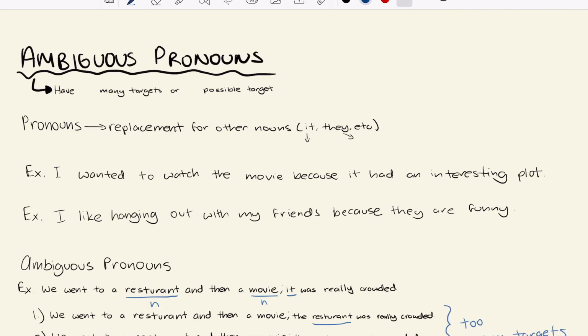Ambiguous pronouns. Ambiguous pronouns have either too many targets or no possible target. So first, what are pronouns? Pronouns are a replacement for other nouns, for example, it, they, etc. It being singular and they being plural. So I have 2 example sentences. First, I wanted to watch the movie because it had an interesting plot. In this sentence, the pronoun it is representing the noun, which in this case is the movie. I like hanging out with my friends because they are funny. The pronoun they, which is plural, is representing the friends, which is the noun in this sentence.